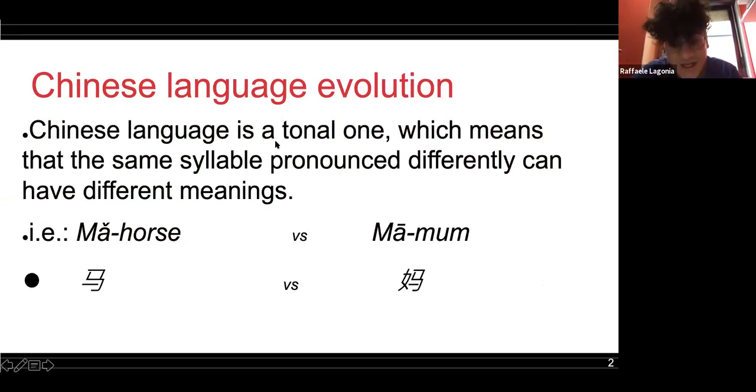We know that the Chinese language is a tonal one, which means that the same syllable pronounced differently has different meanings. For example, we have ma with the third tone, that means horse. And we have ma with the first tone, that means mom. We will see which tones we have in the Chinese language later. So go on.